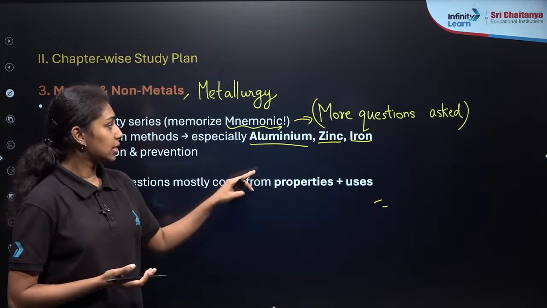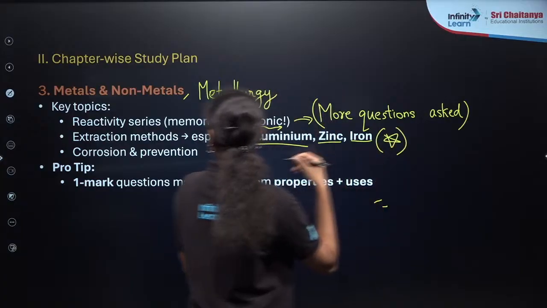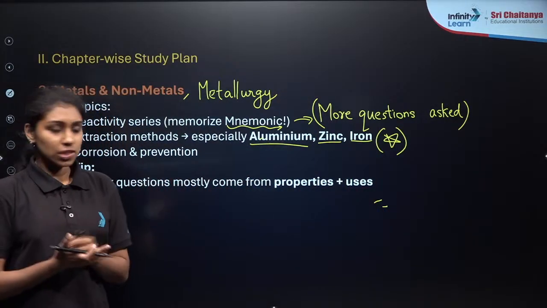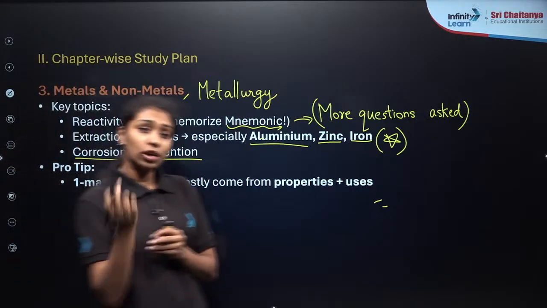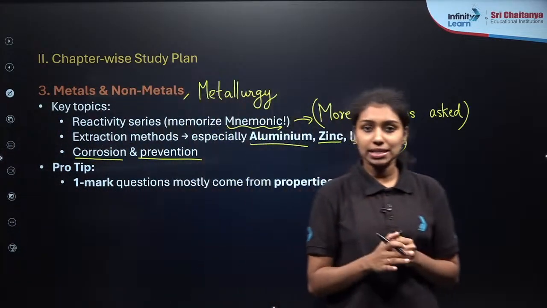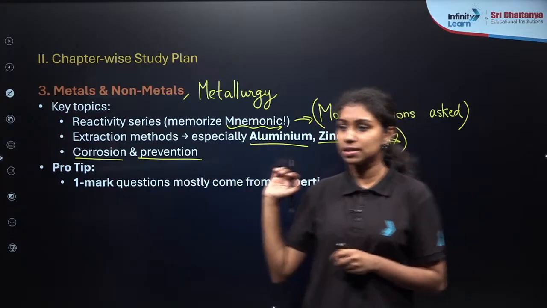That's also something we have already discussed. So you can expect more questions from here also. This is also very important. Then what about the last one, corrosion and prevention, right? This is very important because we have already discussed corrosion and prevention in our first chapter, chemical reactions and equations. Then it is explained again in the case of metals and non-metals.